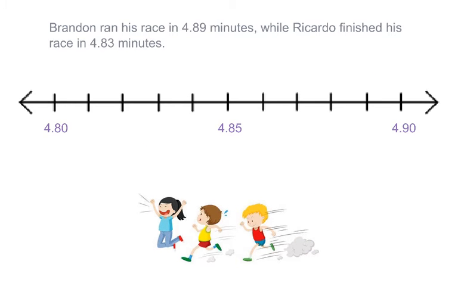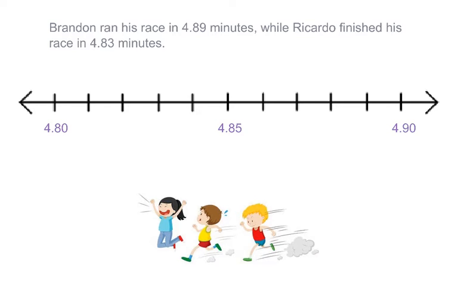Let's look at this example with Brandon and Ricardo, who were racing. Well, Brandon ran his race in 4 89/100ths of a minute, while Ricardo finished his race in 4 83/100ths of a minute. So we want to see who ran the fastest.